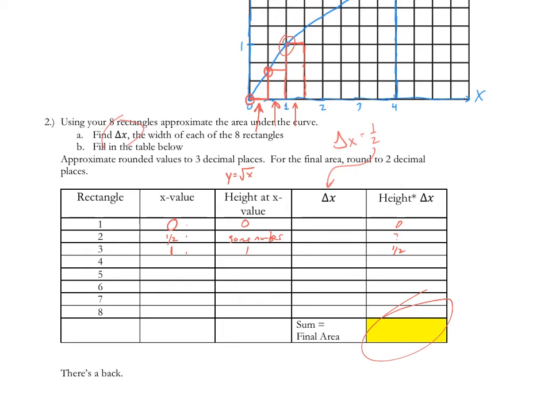And then, just a reminder, there's a page 2. Well, there's not really a back unless you printed this double-sided. Okay, but make sure you fill in, obviously, the rest of what I haven't. And keep in mind, it does say 3 decimal places in the chart. For the final area, give me 2 decimal places. Round correctly.